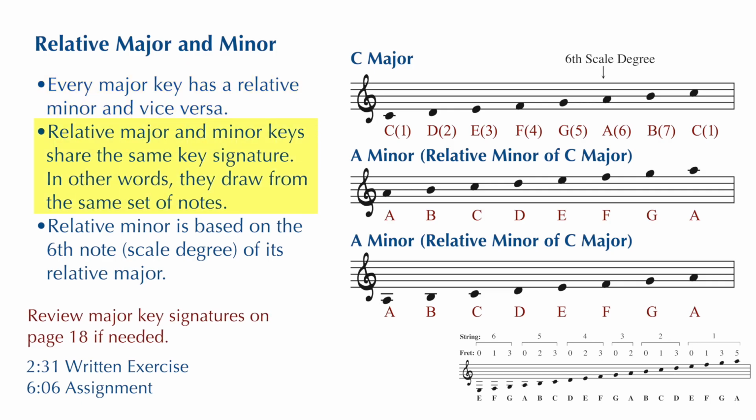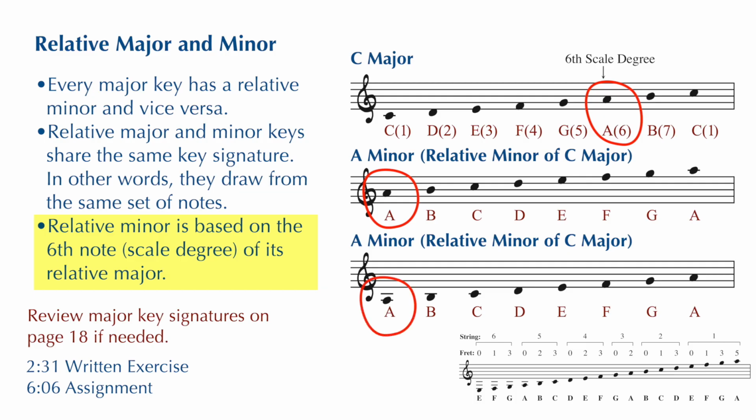Relative major and minor keys share the same key signature. The relative minor is based on the sixth scale degree, or the sixth note of the major key. For example, the note A is the sixth note of the C major scale. And if you play from one A to another while following the key signature of C major, or no sharps or no flats, you're playing an A minor scale, which is the relative minor of C major.